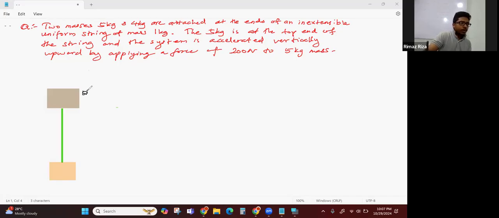Okay, so this is the 5 kilogram mass and this is the 4 kilogram mass, and the mass of the string is 1 kilogram. The system is accelerated vertically upward by applying a force of 200 Newton to the 5 kilogram mass. Say the acceleration is marked as a. Okay, so let's mark the other forces acting on this.